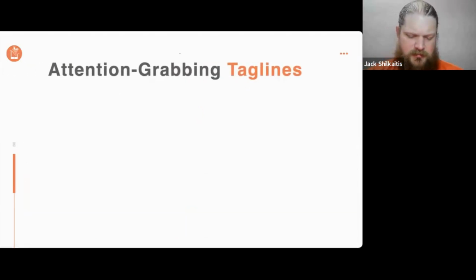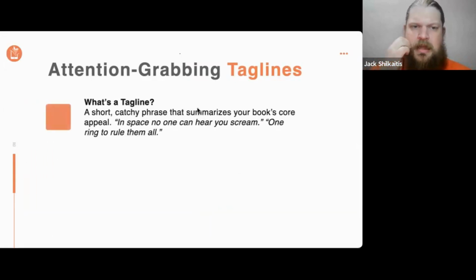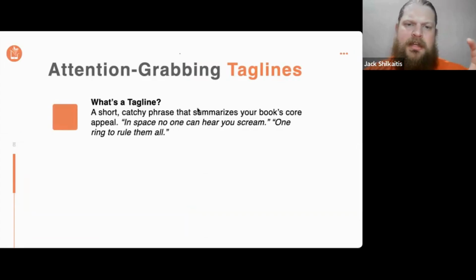So, taglines. Taglines are more closely related to a blurb. And in fact, your blurb can contain a tagline. That hook can be a tagline. It's a short, catchy phrase that's going to summarize your book's core appeal. "In space, no one can hear you scream," right? One of my favorite movies. Or "One ring to rule them all." I'm using examples that everybody should be familiar with here. These are taglines. These can be elements of your blurb that you can then pull out and use separately, right?